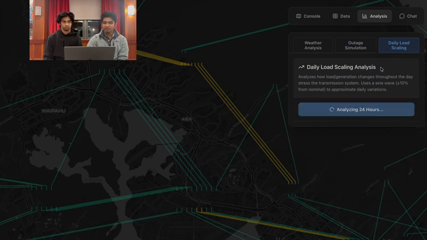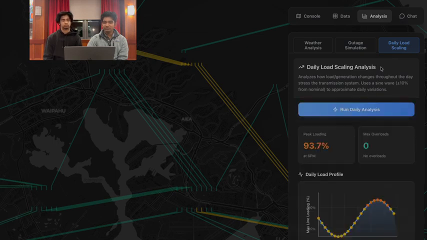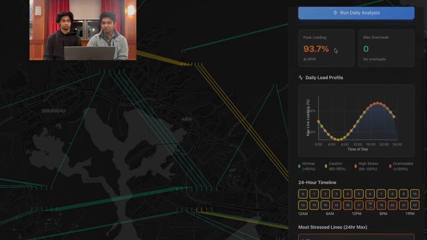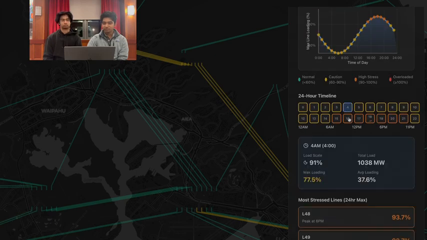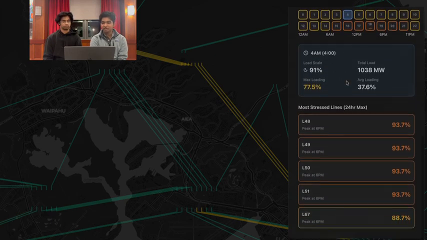Within our analysis, you can also see our daily load scaling, which analyzes how load generation changes throughout the day, stretches the transmission system, and uses a sine wave to approximate daily variations. You can also see our peak loading at the specific times with highest and lowest throughout the day, as well as a 24-hour timeline, which averages it. You can also see the most stressed lines within the 24-hour max.